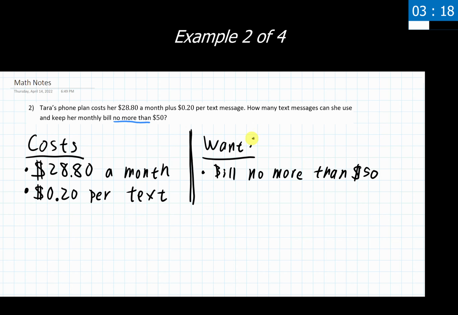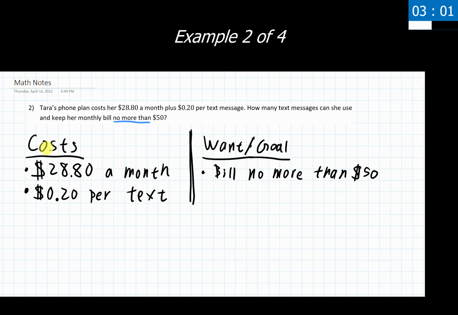Or maybe you write this in instead of a want, you could have it as a goal, something like that also. Your choice on how you want to organize and label these, but I think either a want or a goal would work on this side. So let's start actually building an equation here out of this.